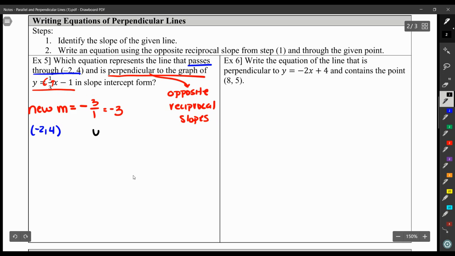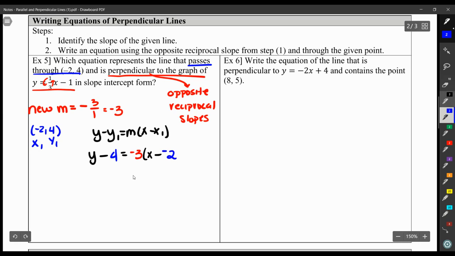And the way we do that is by starting in point slope form. And so when we substitute the numbers we have, y minus y1, which is the 4, equals my new slope. Make sure you're using the new slope and not the old one. So my new slope is negative 3. And then x minus x1, which is a negative 2. And again, make sure you're in the correct form. It says I want the answer in slope-intercept form, so we need to change this into y equals.